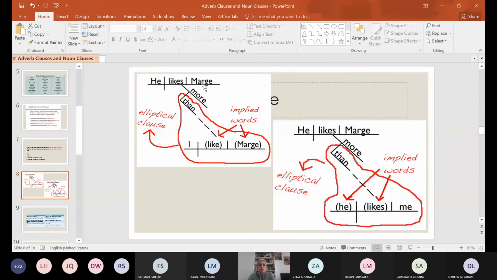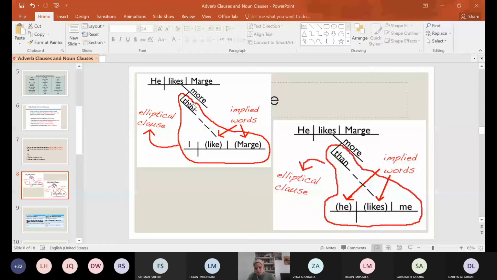Here, as we said, he likes March more than I. When there is "I," it's the subject. So I do also like March. So he likes Marge more than I, now is a dependent clause, and we eliminated "like" and "Marge." So then "I" is an elliptical clause. Here, he likes Marge more than he likes me. So if I said he likes Marge more than me, "me" here is an object.